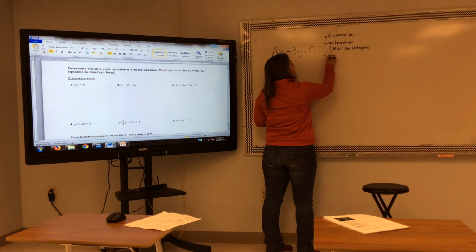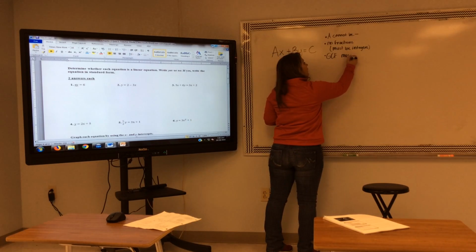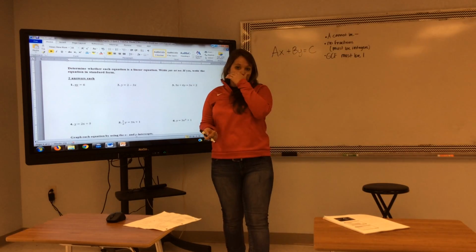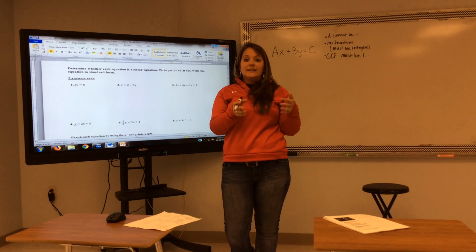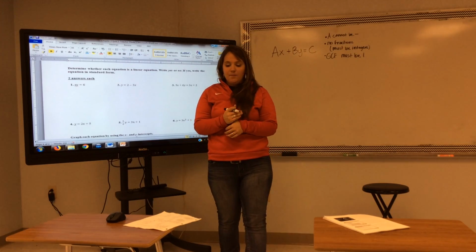And then the last thing is that their greatest common factor must be 1, which means you can't simplify it down. So if you had a 2, a 6, and a 4, you could divide all of those by 2 so you can simplify that down.